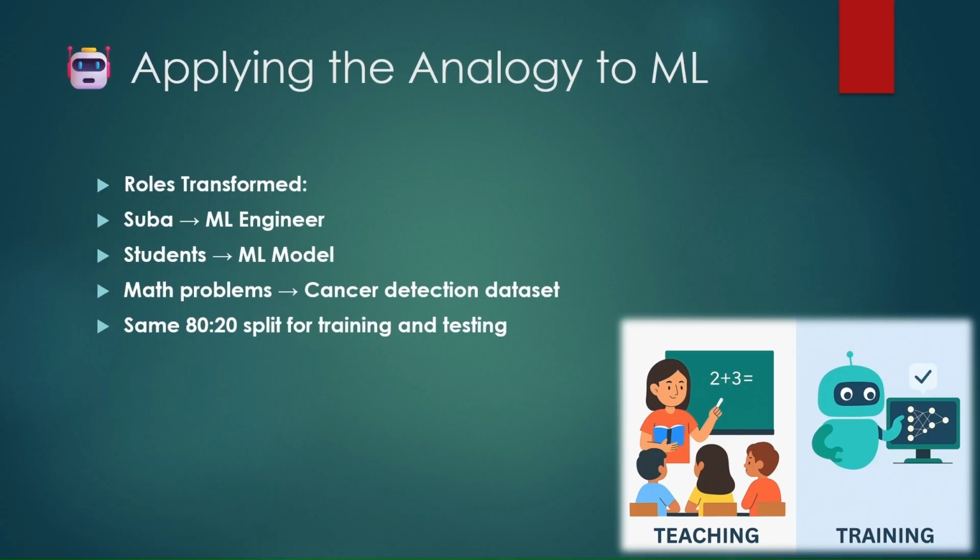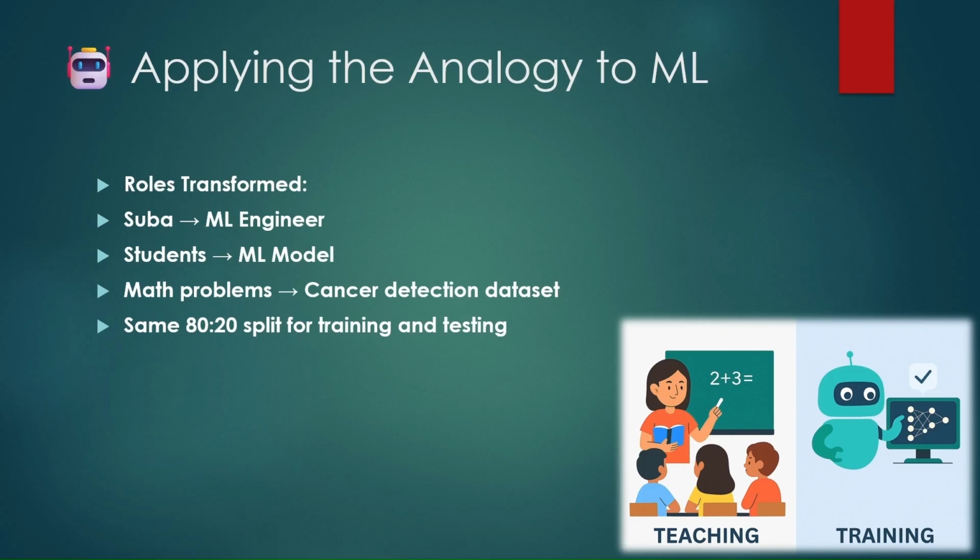Applying the analogy to machine learning. Now, let's translate this example into the world of machine learning. Imagine Subha is now an ML engineer, and instead of students, she is training a machine learning model to detect cancer. She uses a dataset and splits it in the same 80-20 ratio.